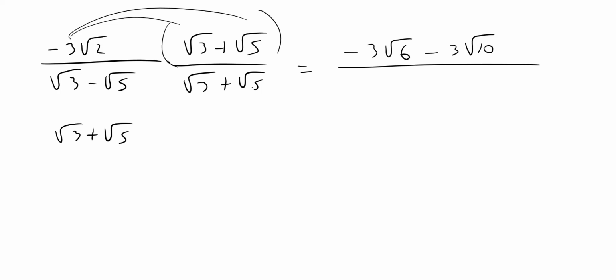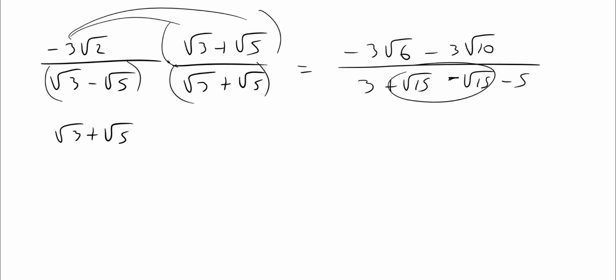Okay, the bottom, well, let's FOIL it out. So root 3 times root 3 is 3. Let me just do one more time. The FOIL outside is plus root 15. Inside is plus root 15 or minus root 15. And last is root 5 times root 5 is 5, so minus 5.